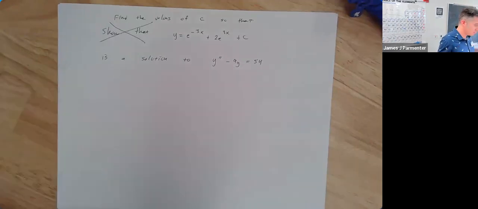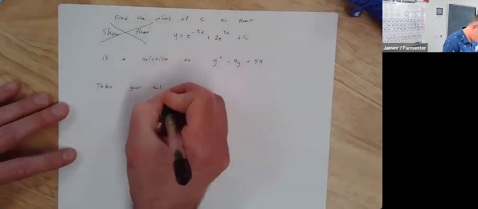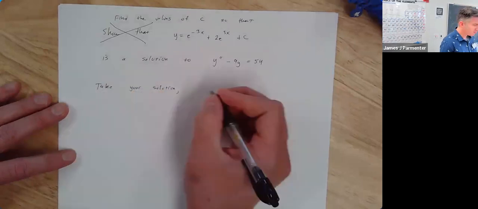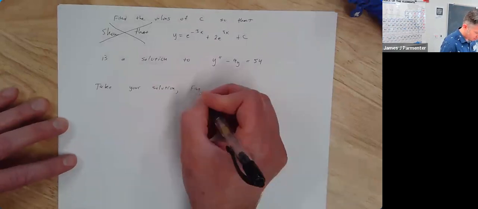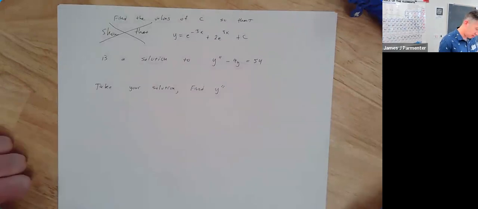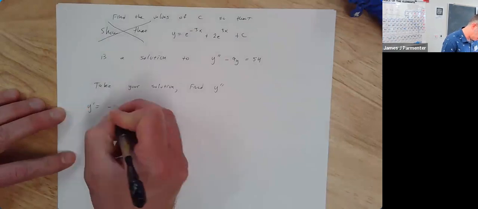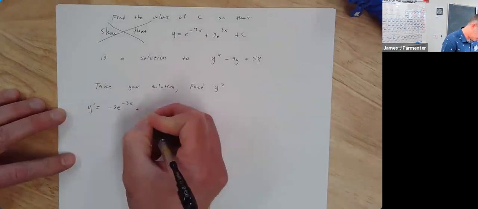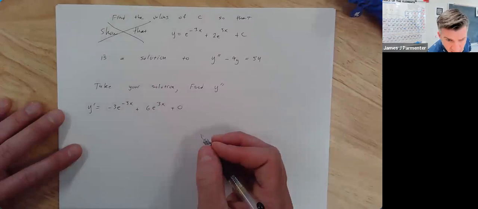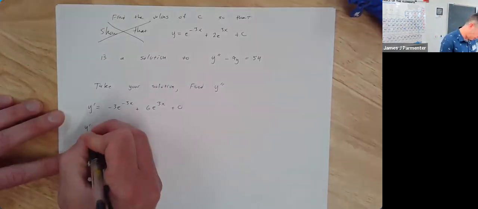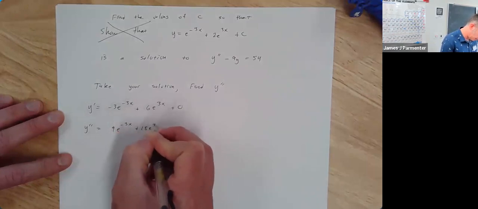Take your solution, and then find whatever derivatives show up in your differential equation. So here I just need to find y double prime. So I'm going to do that. So let's see, I take the first derivative first. The y prime would be negative 3e to the negative 3x plus 6e to the 3x plus 0. And y double prime is going to be 9e to the negative 3x plus 18e to the 3x.